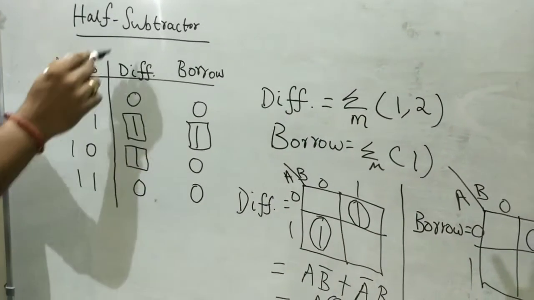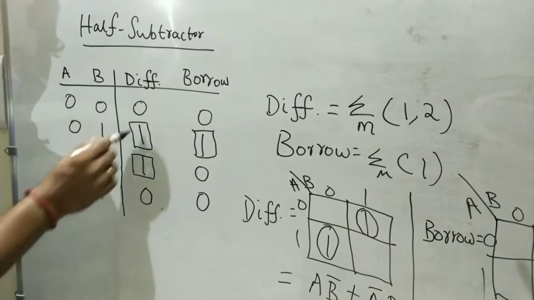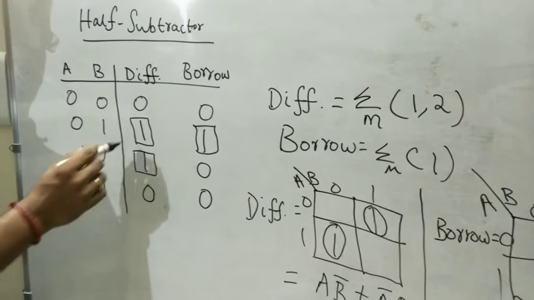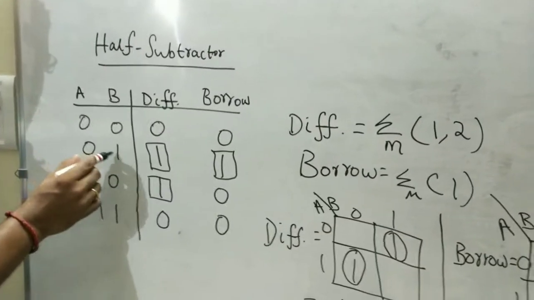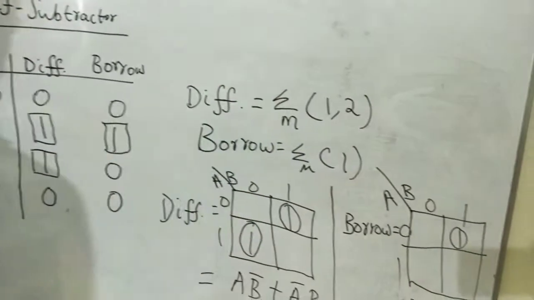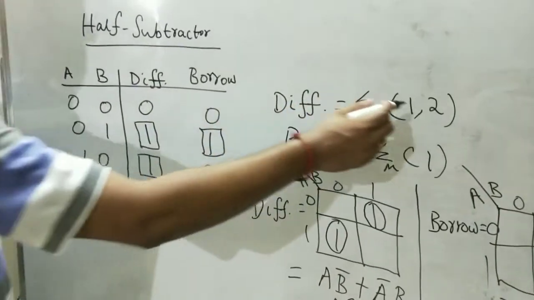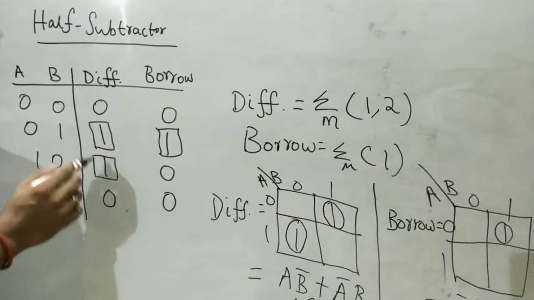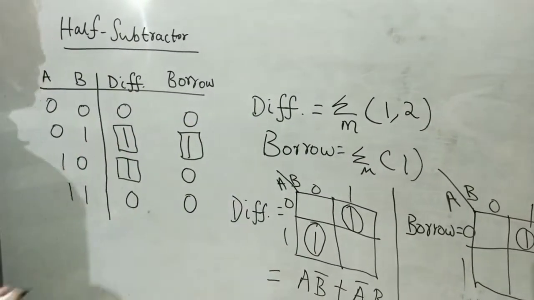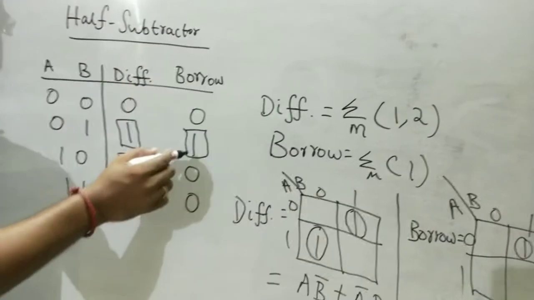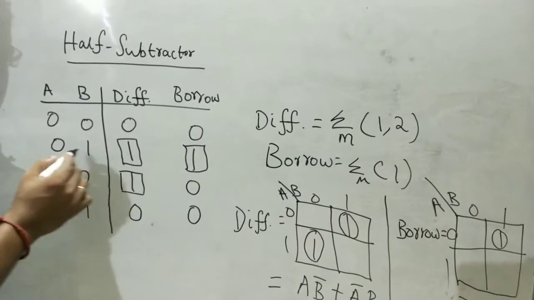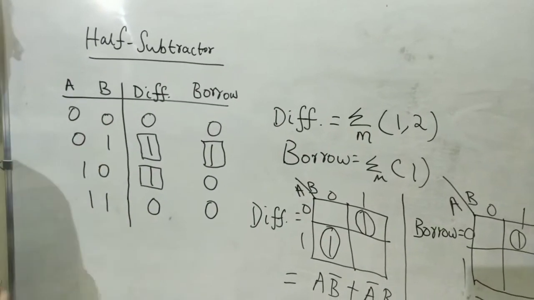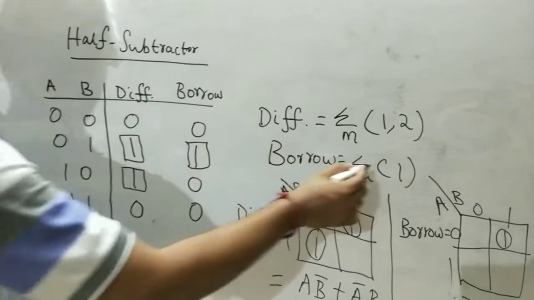First we look at the difference output. There are two values which are 1. Corresponding inputs are 0, 1, which is nothing but 1, and 1, 0, which is nothing but 2. These two are the inputs for difference. Similarly for borrow, this output is 1. Against this, 0, 1 is the corresponding input. 0, 1 is nothing but 1.